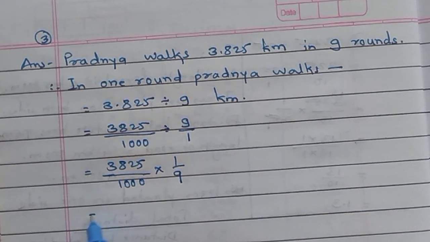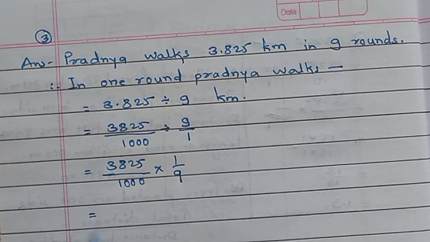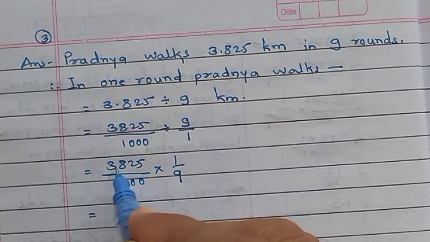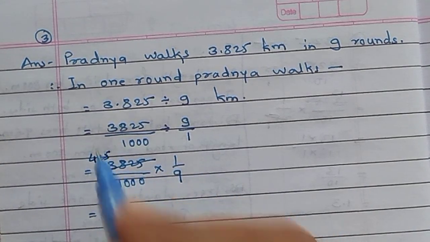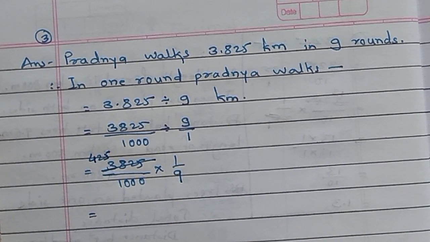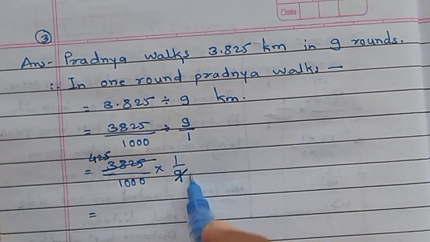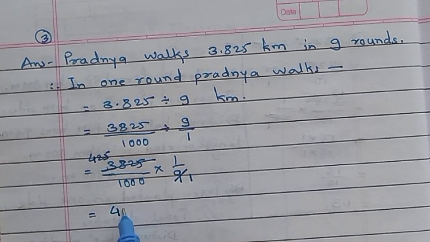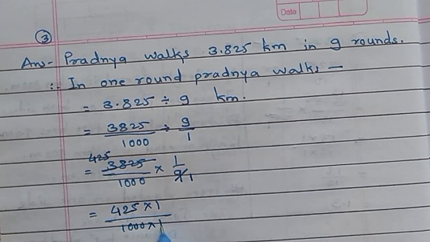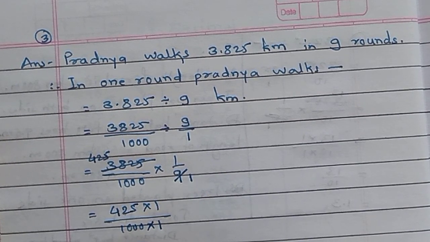right, is equal to, now try to divide this 3825. If you divide 3825 by 9, you will get the answer 425. How much answer you get? 425, and 9 divided by 9 means 1. So 425 multiplied by 1 upon 1000 multiplied by 1 is equal to 425 upon 1000.